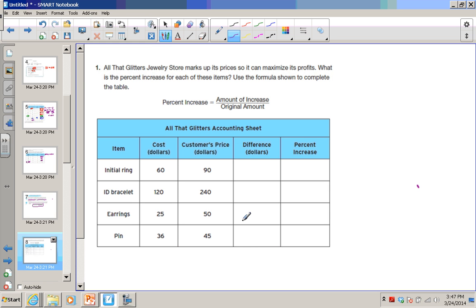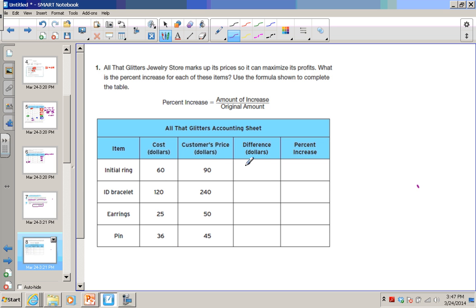So the first thing we're going to do is find the difference in dollars between the cost that the jeweler paid for it and the customer's price. Meaning when I went out, I'm a store owner, and this is what I bought the ring for, and then this is what I'm going to put it on the shelf in one of those glass cases. This is how much I'm going to sell it for. So there's a difference in those prices. The difference is what we're going to put here.